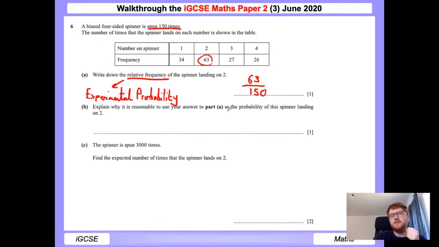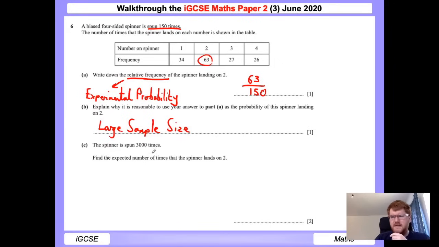Explain why it's reasonable to use your answer as part A as the probability of this spinner landing on 2. Well, notice we spun this 150 times, so we've got a large sample size. They often ask a question like this on IGCSE. If this was only like 20 times, for example, it wouldn't be such a reliable probability. So all we need to do here is just write large sample size or spun many times or something along those lines.